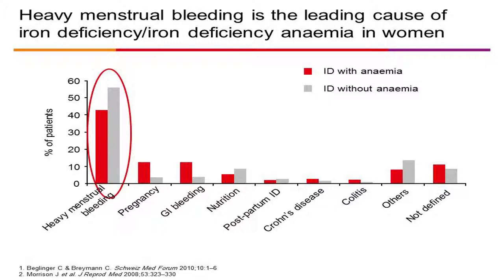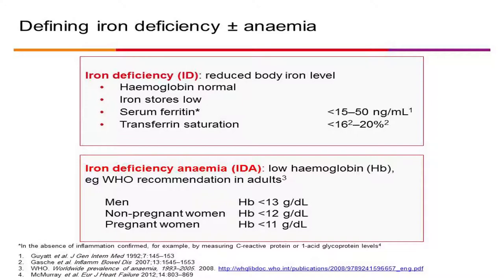So here, to demonstrate how common heavy menstrual loss is as a cause of iron deficiency anemia. It's not just here in Kuwait, but it is worldwide known as a very common cause in women. So, defining iron deficiency anemia, what are the cutoff points?